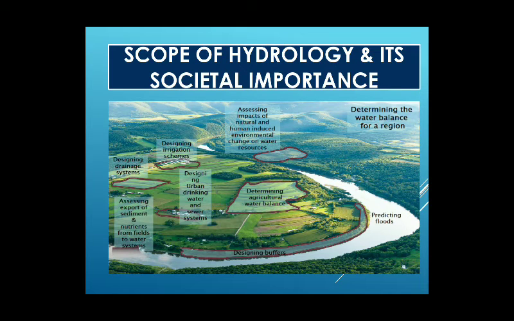Now we have to know the scopes of hydrology and its societal importance. This is very important. For the first factor, to know the sources of water in a particular area, we use hydrology. Besides this, we can get knowledge of the quality and quantity of water in a particular area, and for distribution of river water for fulfilling different areas' farming needs.